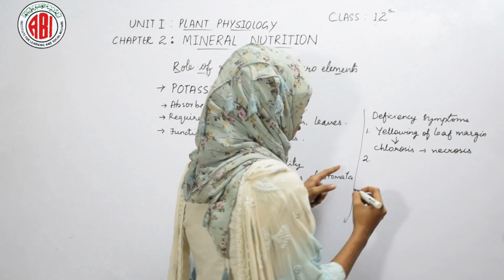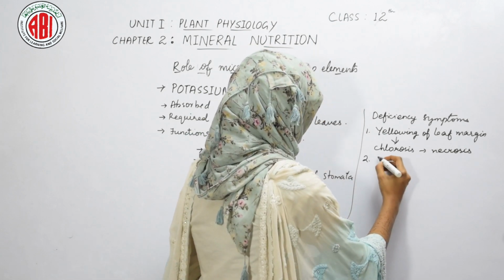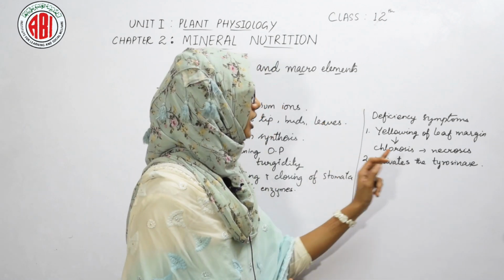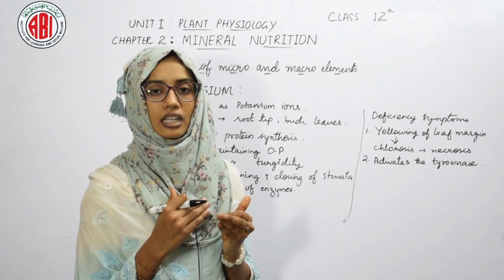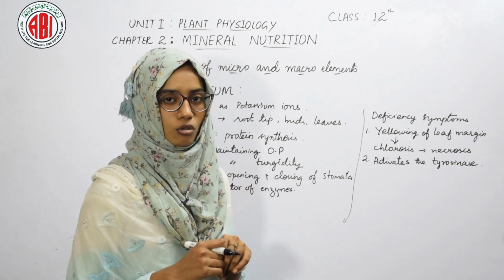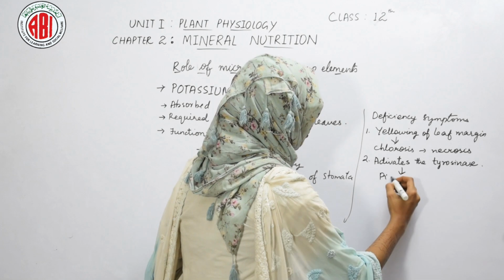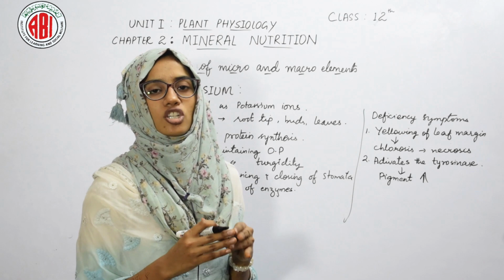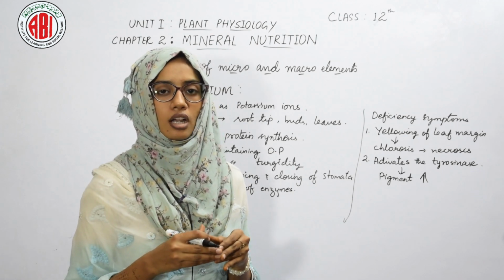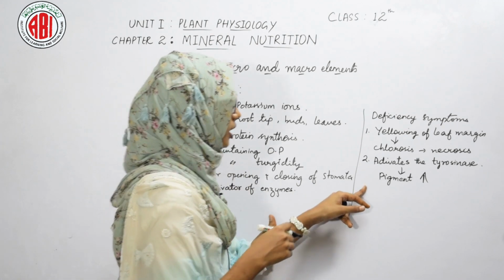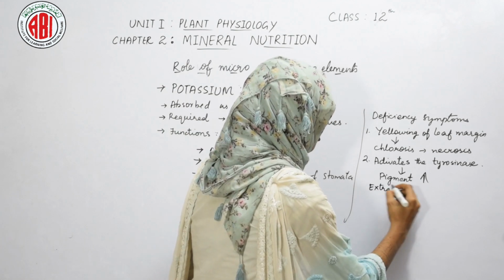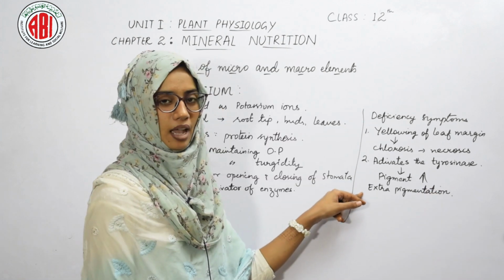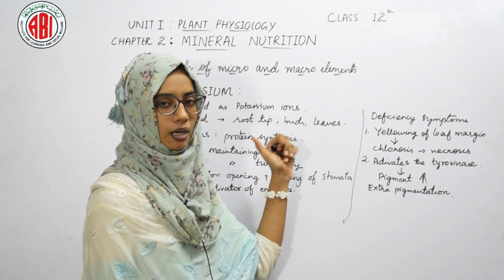The other deficiency symptom in case of potassium is that it increases the activity of the enzyme tyrosinase. Due to the increased activity of tyrosinase, pigment production also increases, and due to this a patchy appearance on the leaves or on the fruits can be seen. This patchy appearance is termed extra pigmentation of the fruits or flowers. This extra pigmentation can be seen due to the deficiency of the element potassium.